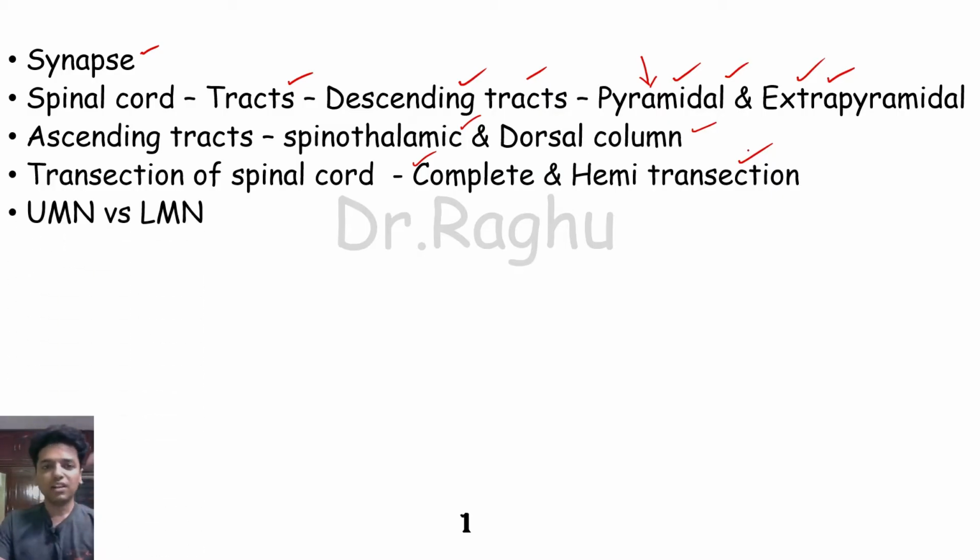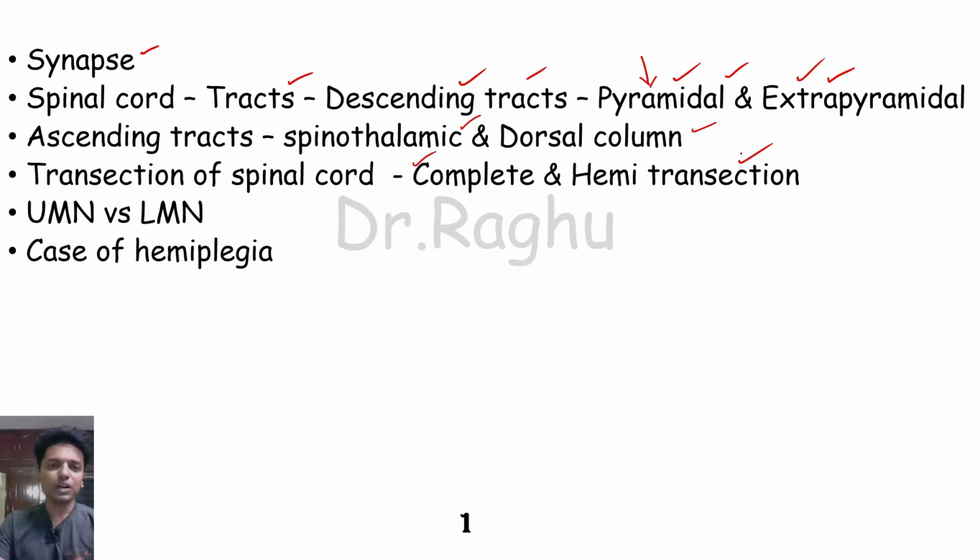Next, this is also a very important question, not only physiologically but also clinically. You have to know the differences between the upper motor neuron lesion and the lower motor neuron lesion. Almost all books have given it in a tabular form, and even if it is asked in the exam, make sure to write it in a tabular form.